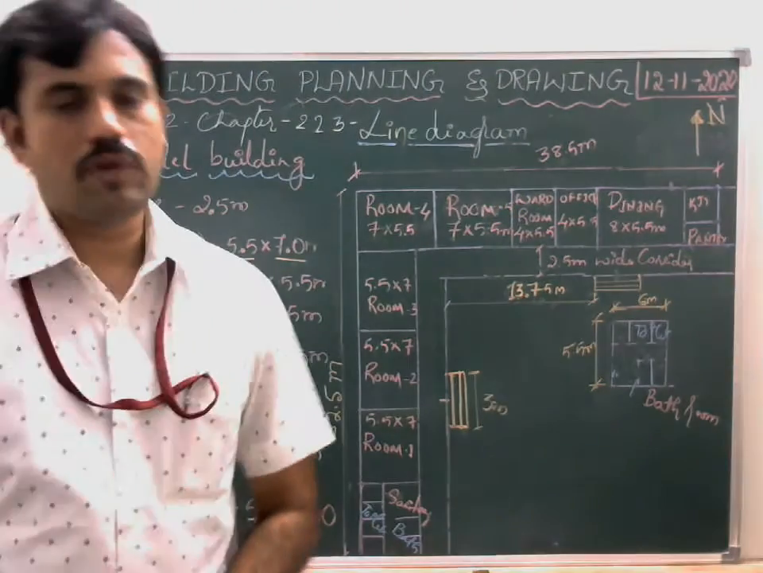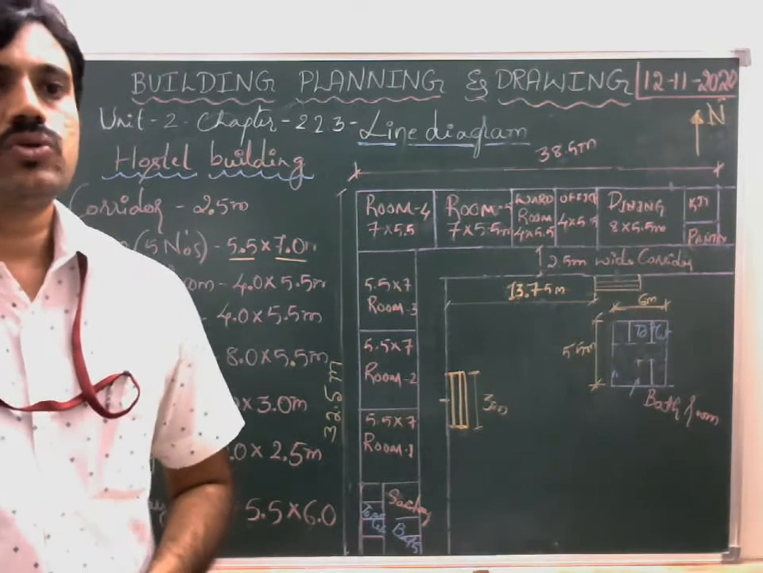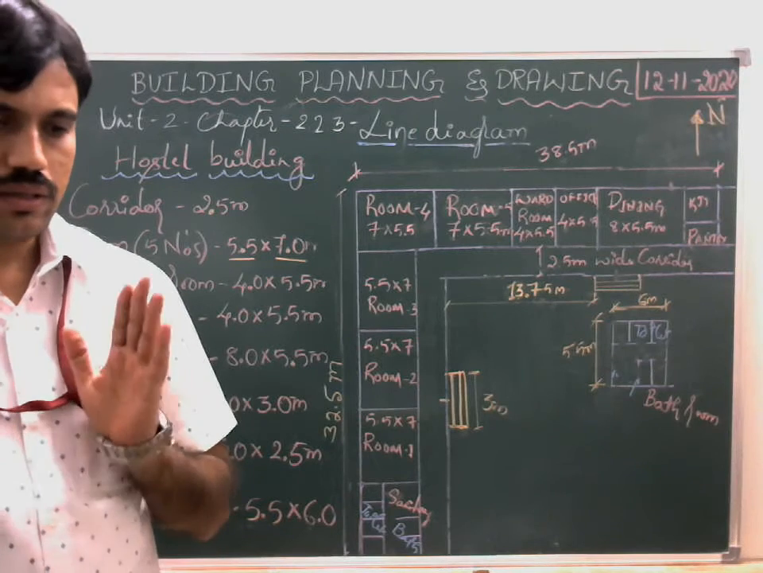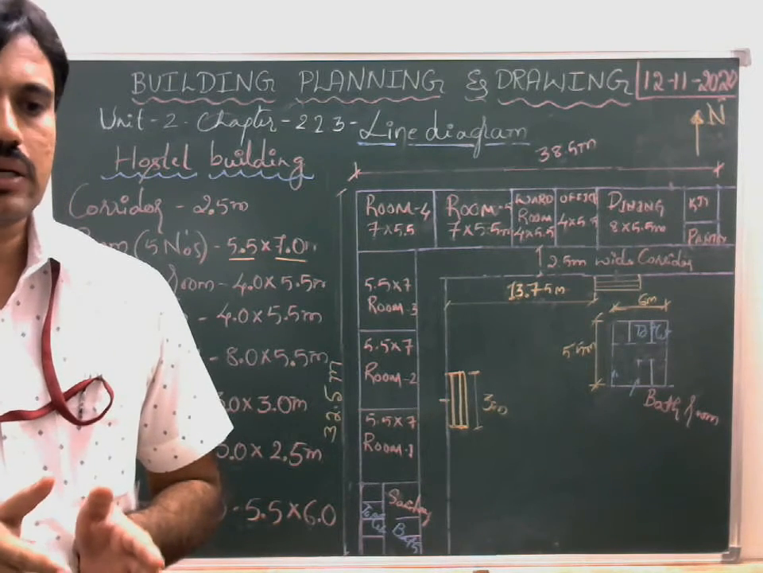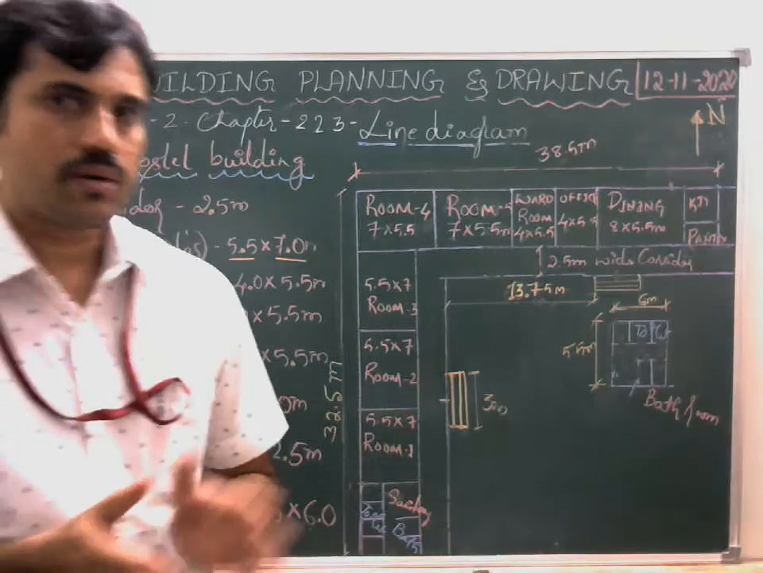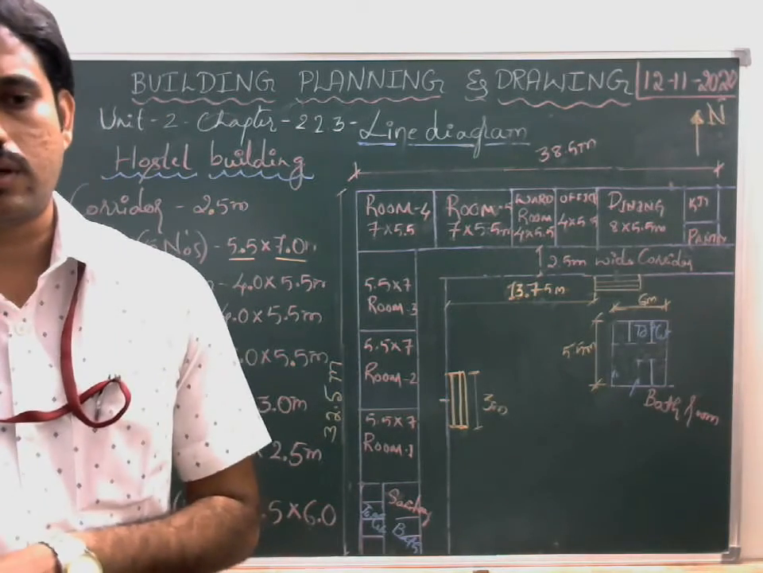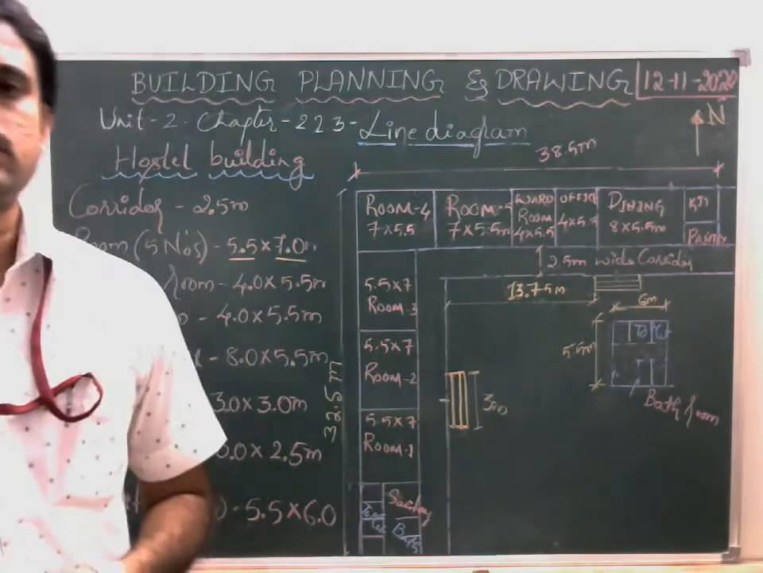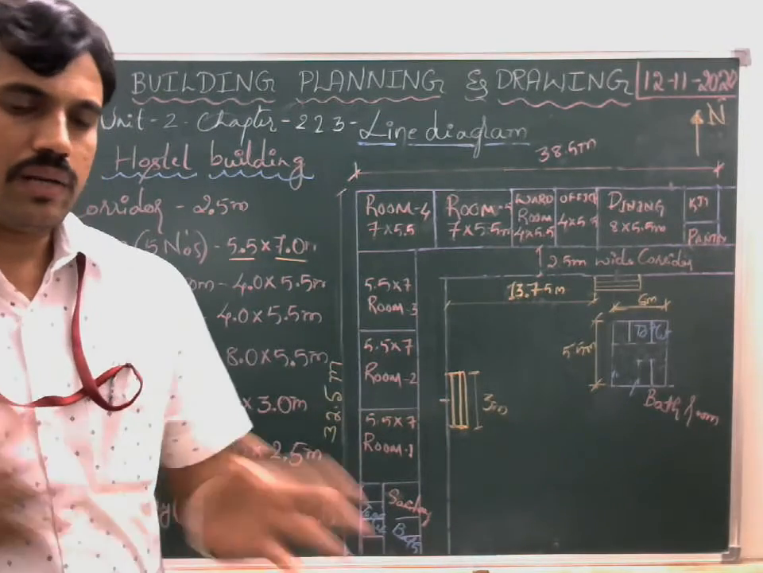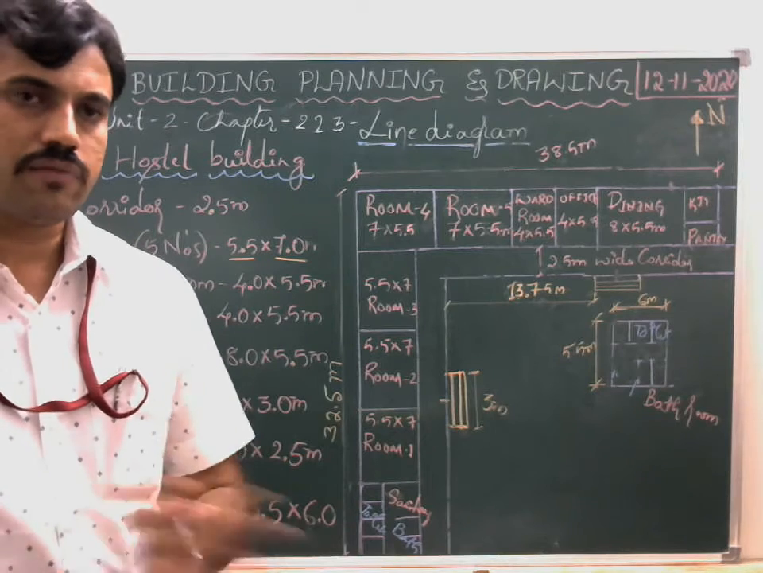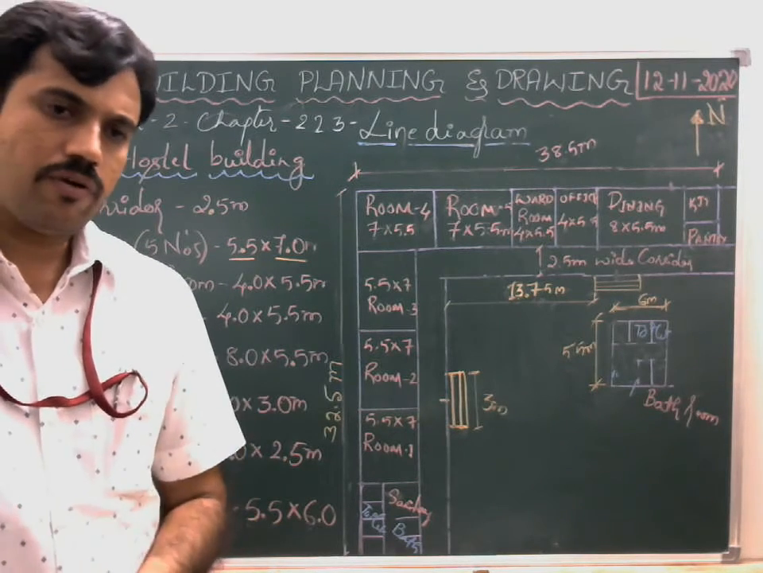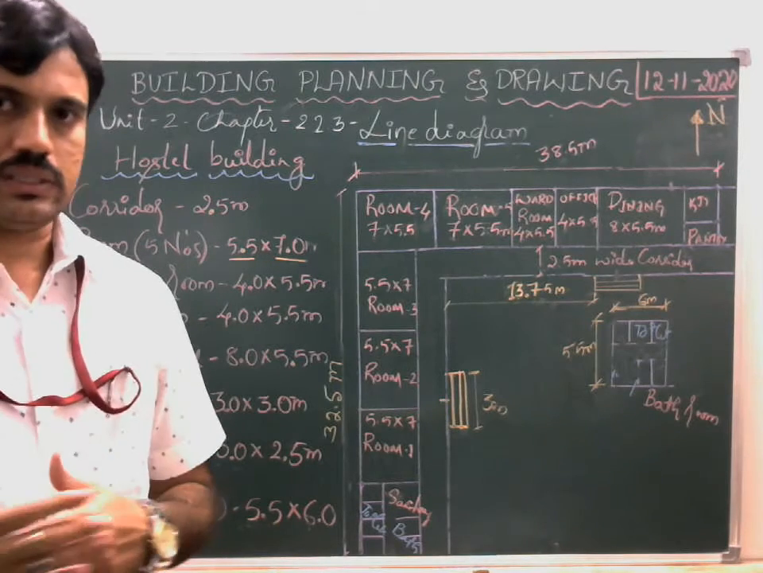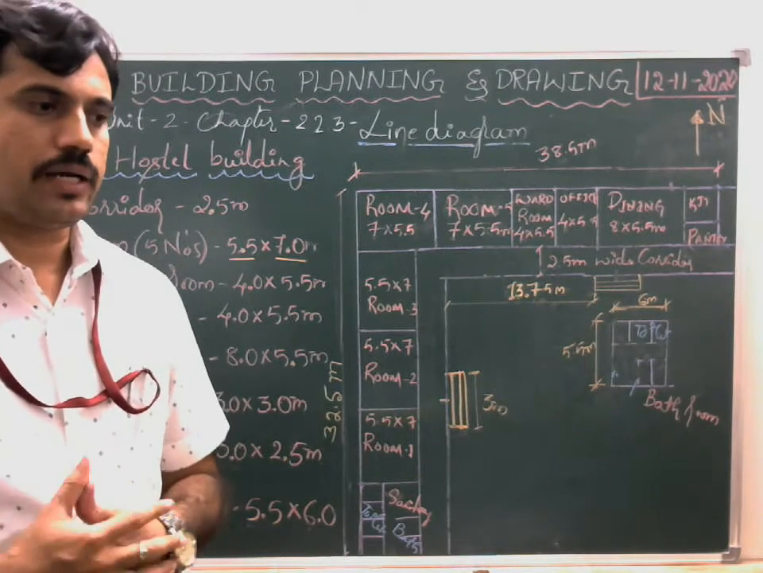And again, one more question arises. What is the necessity of preparing line diagram? That means these are primary drawings, where we prepare approximately what dimensions we have to incorporate, or what necessary amenities we have to incorporate in this drawing. We are going to prepare a number of line diagrams, then finalize, and then prepare a plan. So these will be more advantageous to prepare a plan.